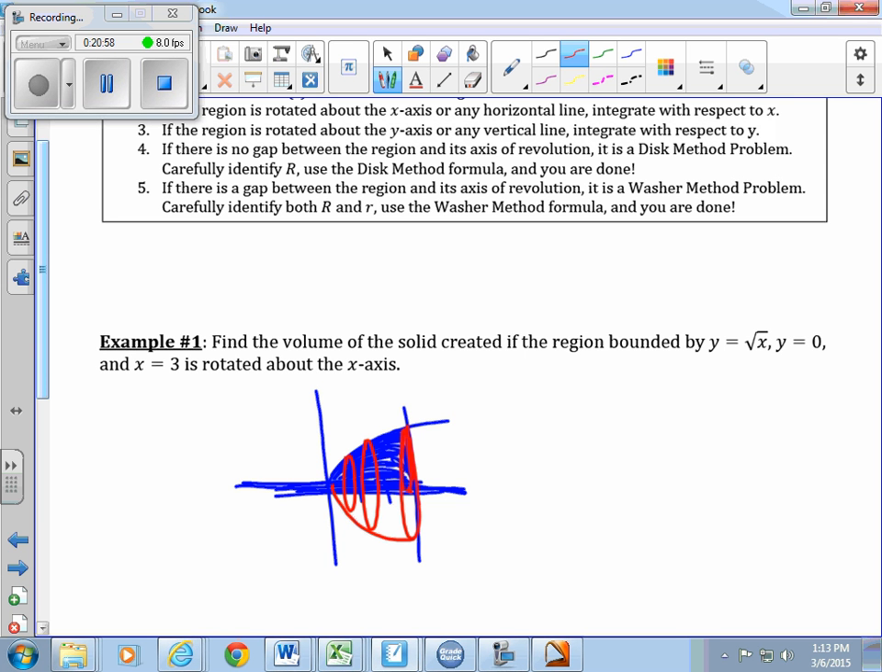I'm rotating around a horizontal line, which means I am dx. Where am I integrating from and to? 0 to 3. On this particular problem, I didn't need to find an intersection because it was just from 0 to 3. Pi r squared is the formula, and I said that r was the square root of x.